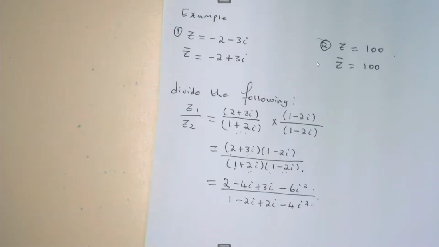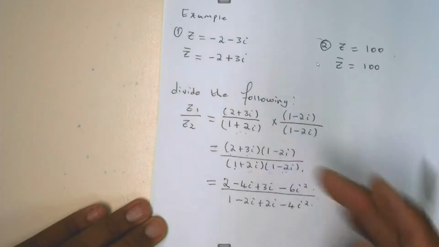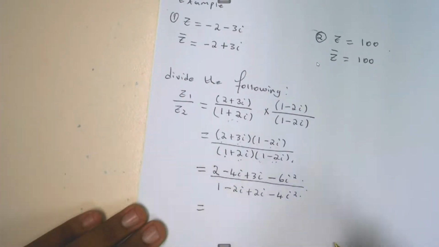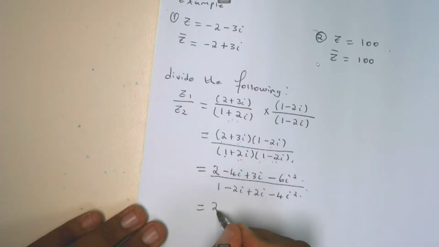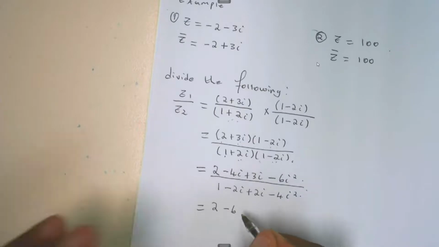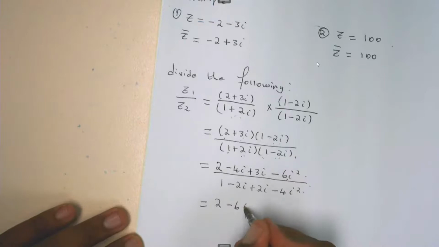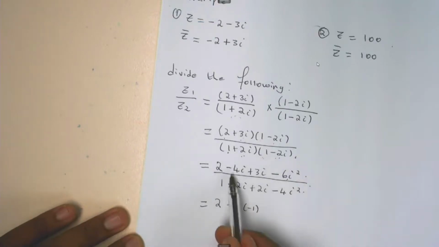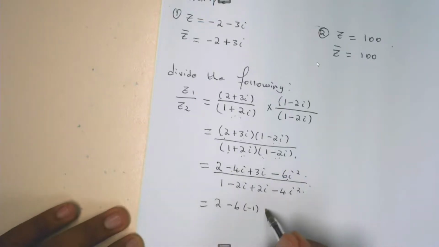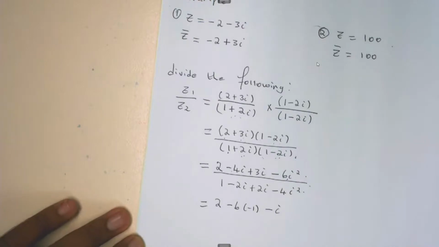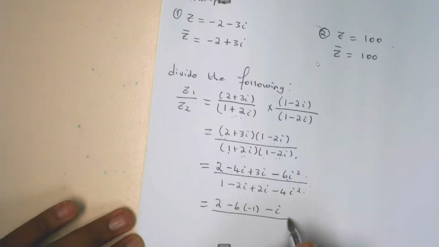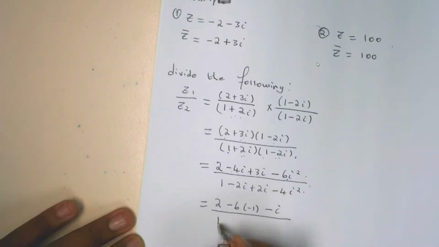You work with each step. So I'm going to have 2 minus 6, because I collect the like terms already, because I know i squared is minus 1. Minus 4i plus 3i is minus i, all over 1 minus 4 into minus 1.